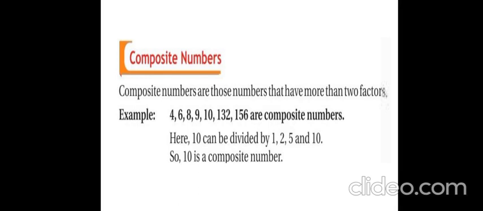So we can choose number 10. 10 has factors 1, 2, 5, 10. So it has multiple factors. Example, 1 ten is 10, 2 fives are 10, 10 ones are 10, 5 twos are 10. So it has more than two factors. So if a number has more than 2 factors, we call the number a composite number.